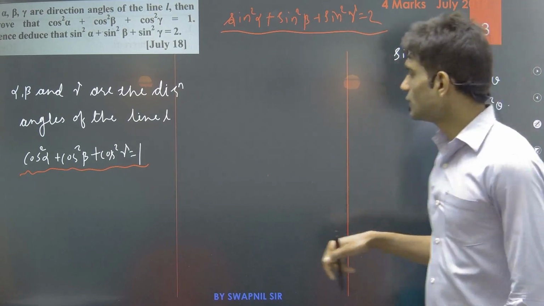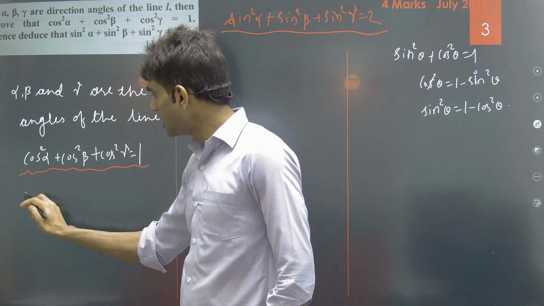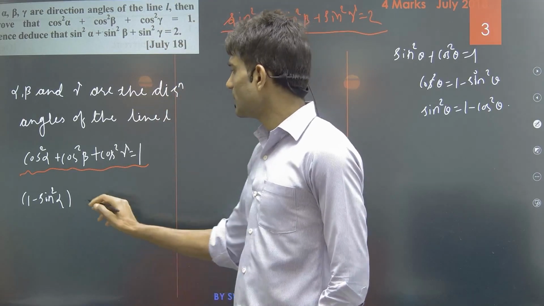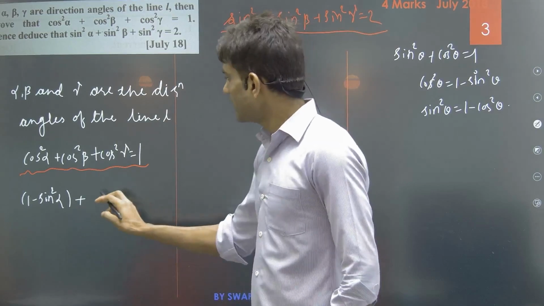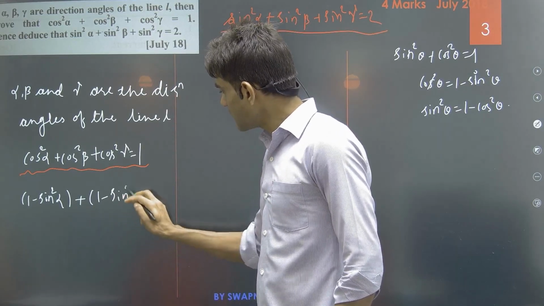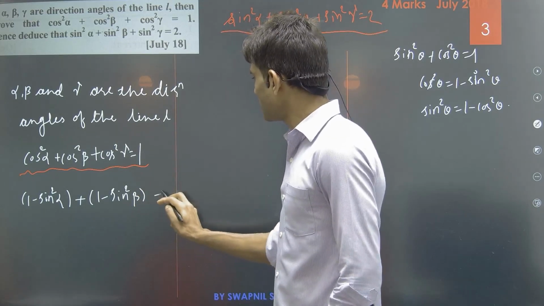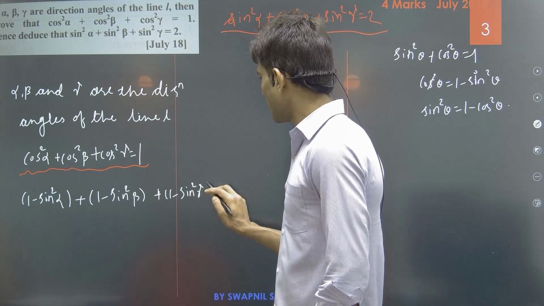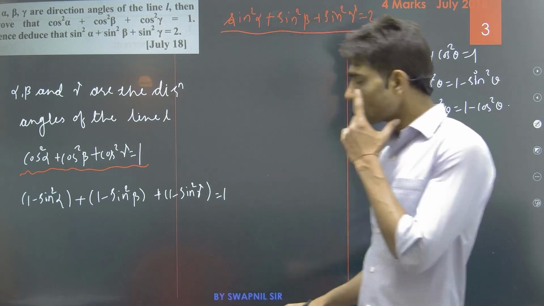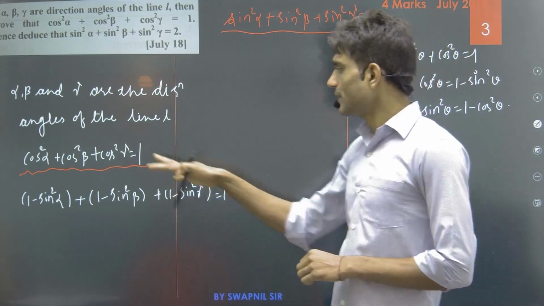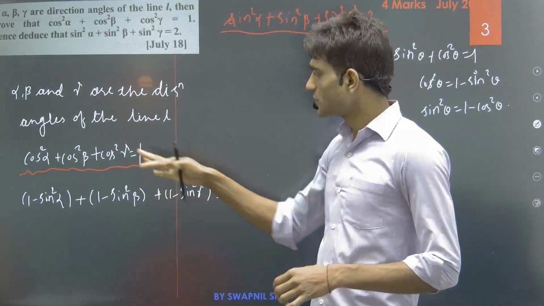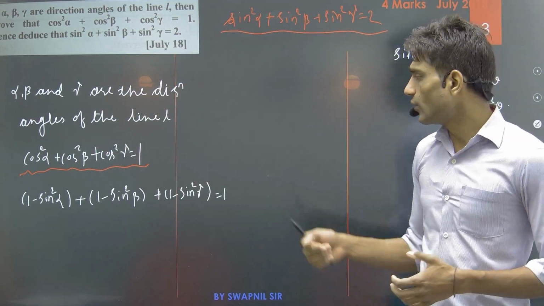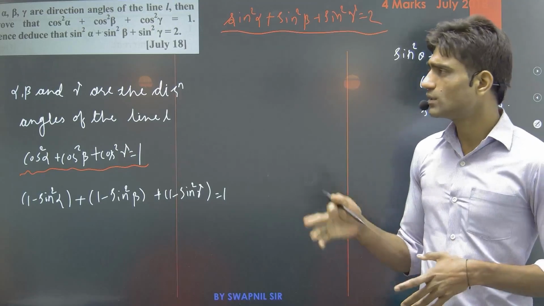Let's go for the substitution of the values. Cos square alpha can be written as 1 minus sin square of alpha, plus cos square beta can be written as 1 minus sin square of beta, plus cos square gamma can be written as 1 minus sin square of gamma, which is equal to 1. This is our little adjustment in the given standard theorem. Now take similar terms together and sine terms together.